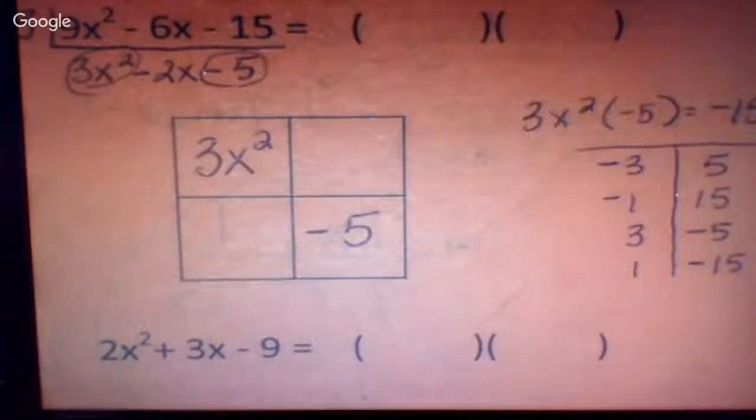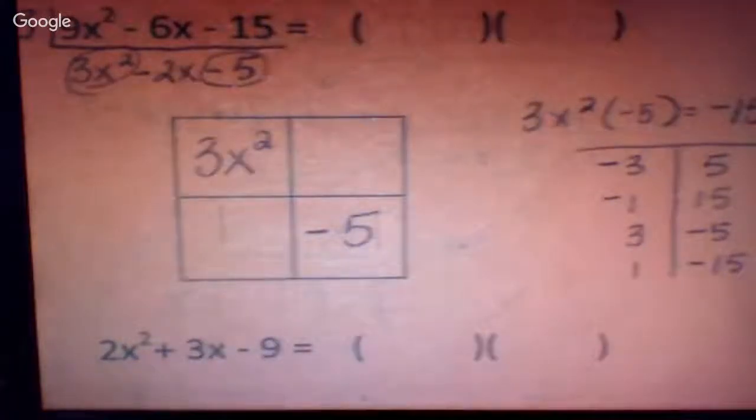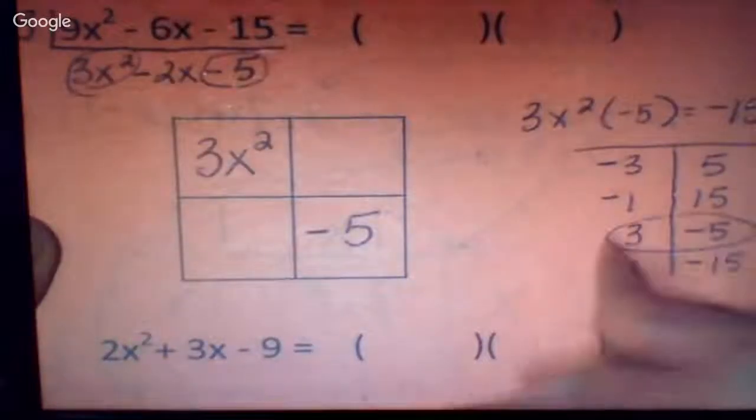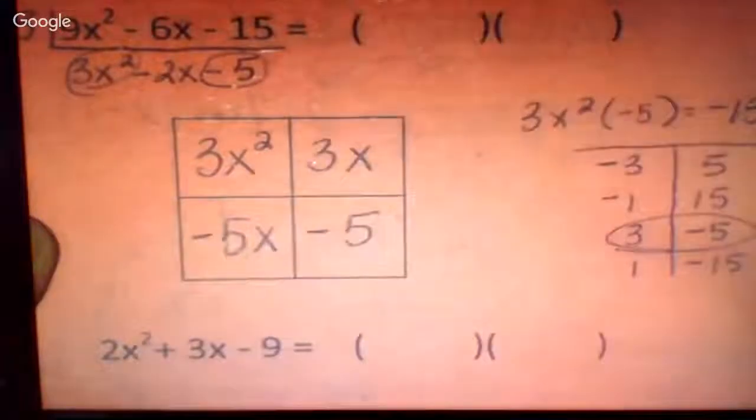Think about it. What's -3 + 5? -3 + 5 gives me a +2. I want a -2. So it'll be 3 and -5. Okay. If -3 and +5 give me a +2, just switch your signs. So I want to use this one. So I've got a +3x and a -5x.